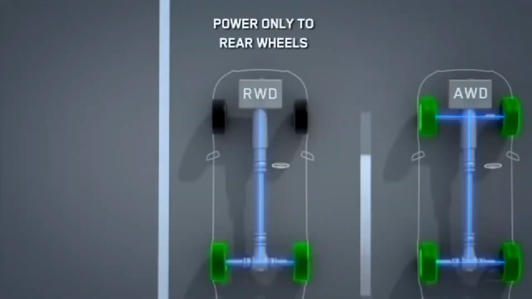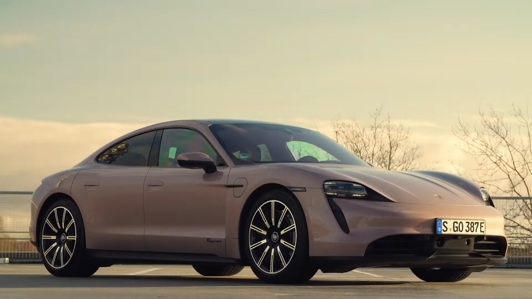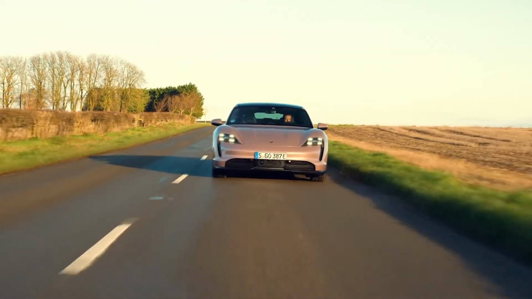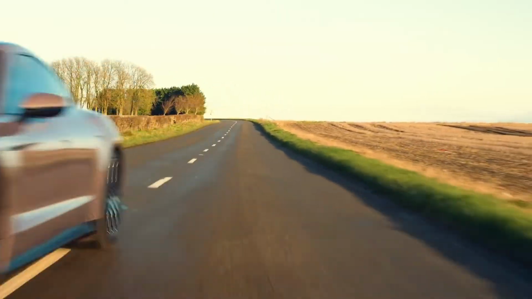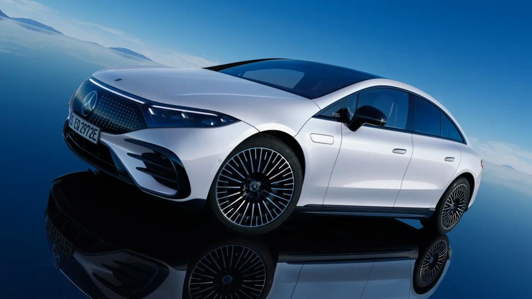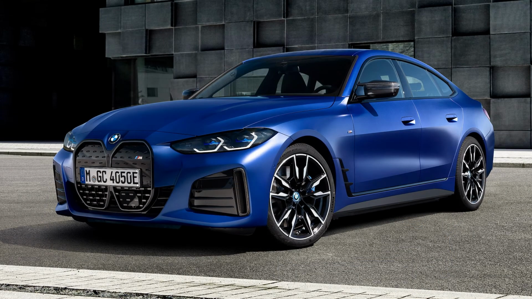Rear-wheel drive has the electric vehicle only delivering power to the rear wheels. The battery normally only sends power to one electric motor, which drives the rear wheels. Examples of rear-wheel drive electric cars are the entry-level Tesla Model 3, Porsche Taycan 4S, Volkswagen ID.3, Mercedes EQS, and the BMW i4 standard version.